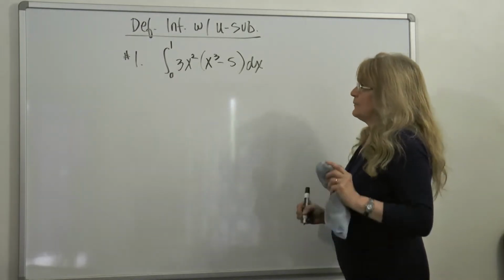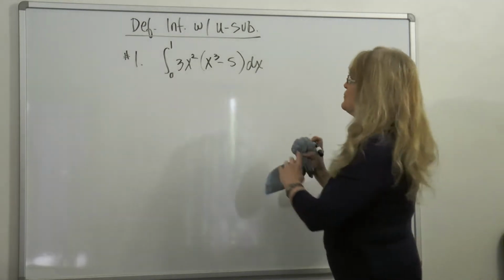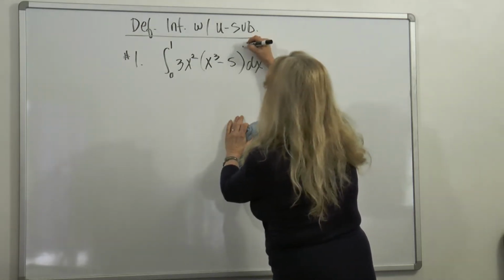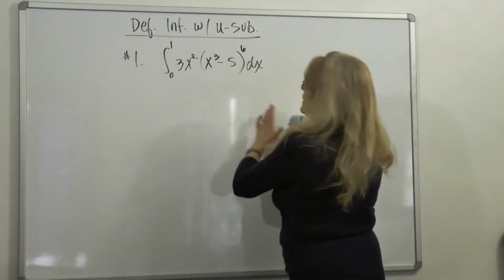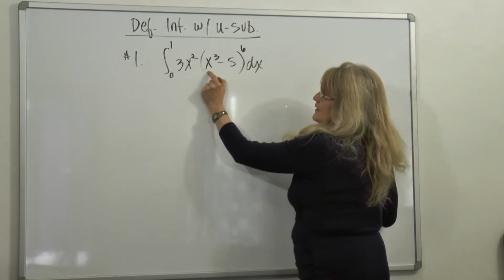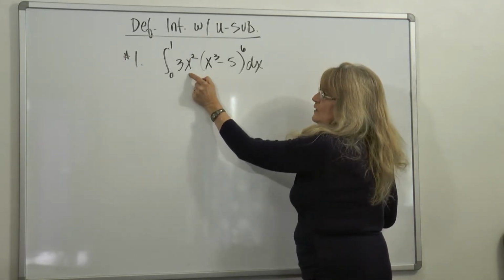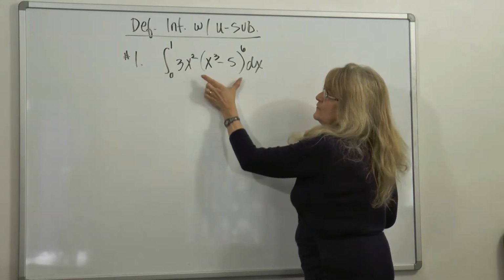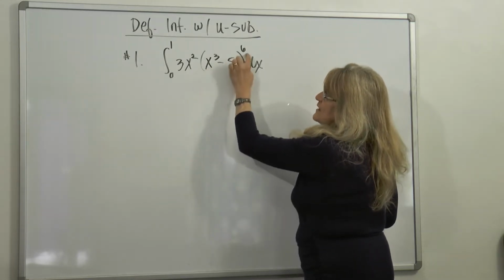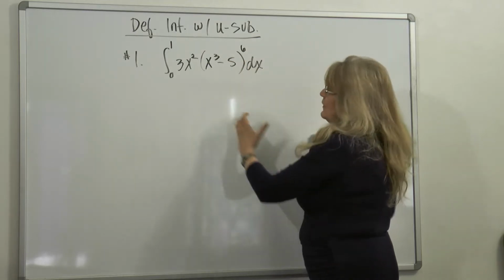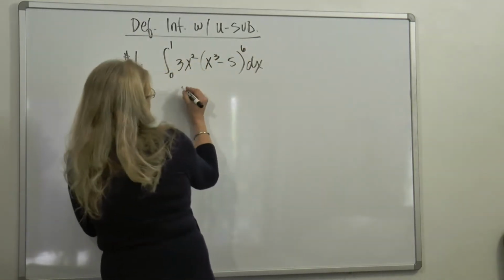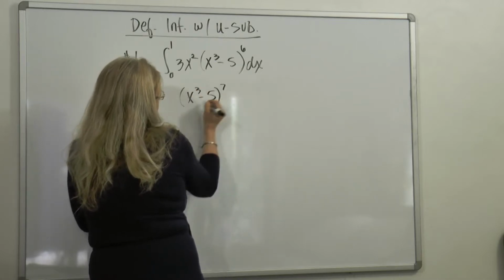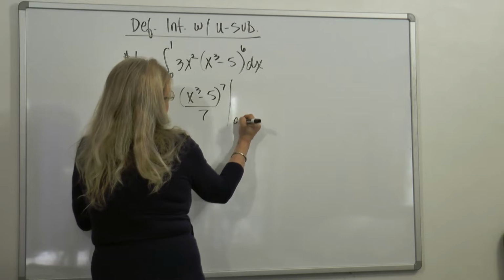Okay. All right, so this is a cut to the chase one because the derivative of what's in here, oops, I gotta take it to a power. Let's take it to the 6th power. The derivative of this would be 3x squared, and that's the only other thing in the integrand. So I could cut to the chase. I know the integral is going to be this thing to the 7th power over 7. So we're going to have (x cubed minus 5) to the 7th over 7, going from 0 to 1.